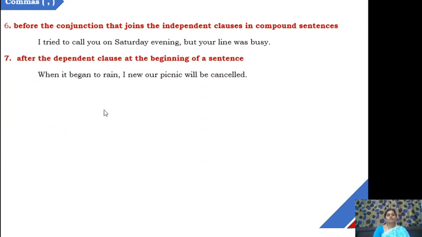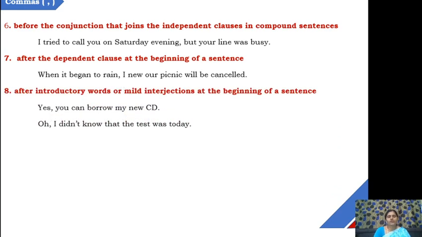Now, see the other rule: after the dependent clause at the beginning of a sentence. So if we have two clauses in a sentence and one is independent, the other is dependent, after the dependent clause, we use a comma. After introductory words or mild interjections at the beginning of a sentence. See here, these are introductory words. Yes, you can borrow my CD, my new CD. Yes, no, therefore. So for such introductory words, we use a comma.